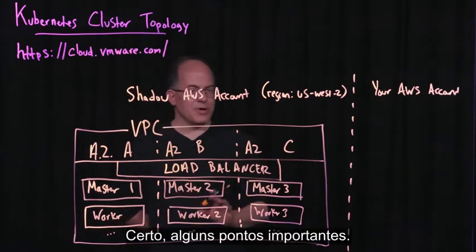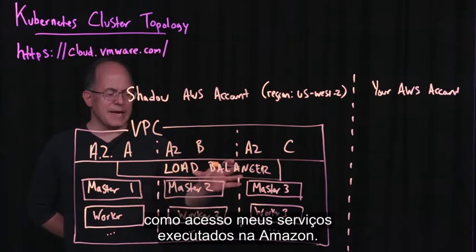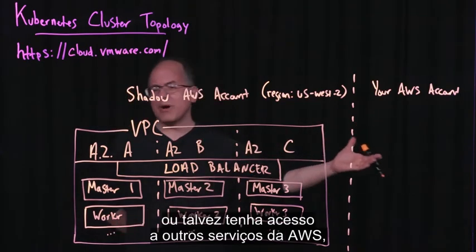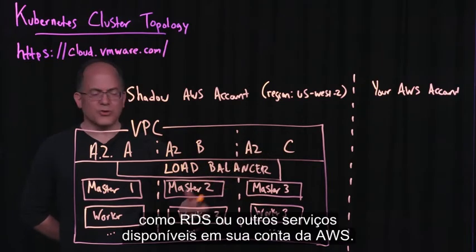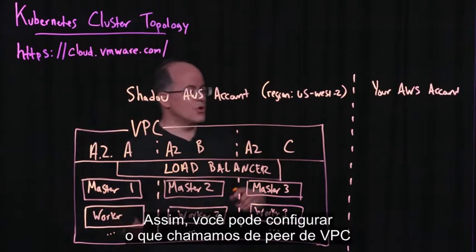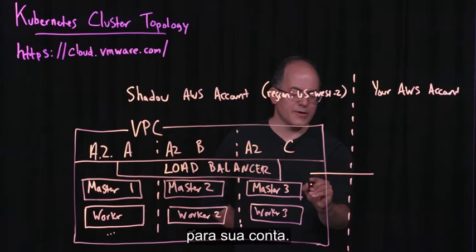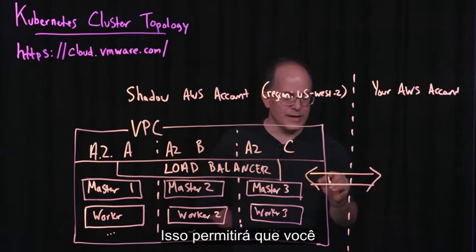Okay, so a couple important points. One of the questions that people always ask is, if you're managing this, how do I get access to my services that are running in Amazon? Perhaps you're running your own services in your own AWS account, or perhaps you have access to other AWS services like RDS or other services that are available through your AWS account. So we allow you to set up what's called a VPC peer to your account.